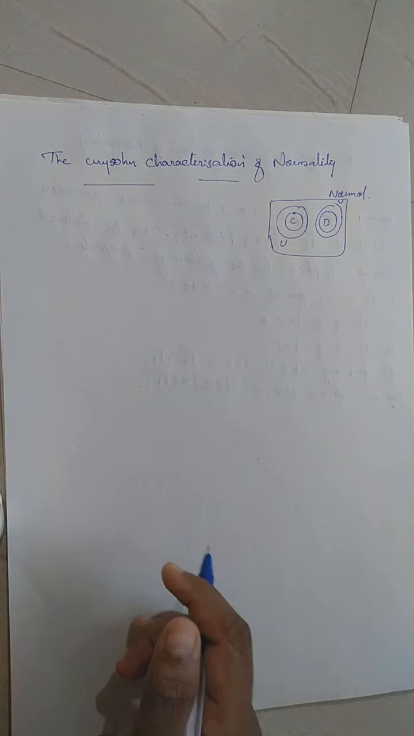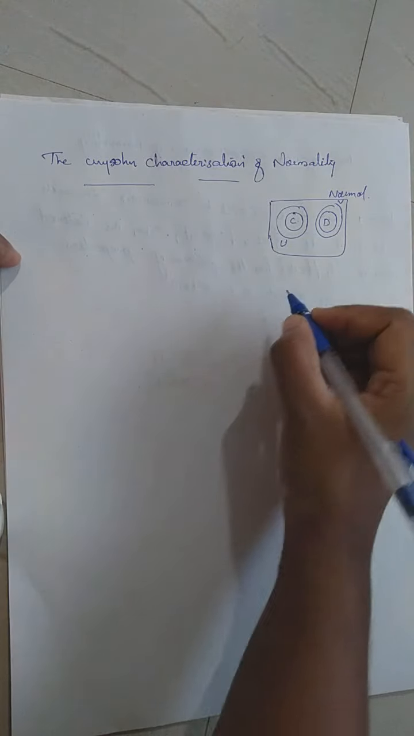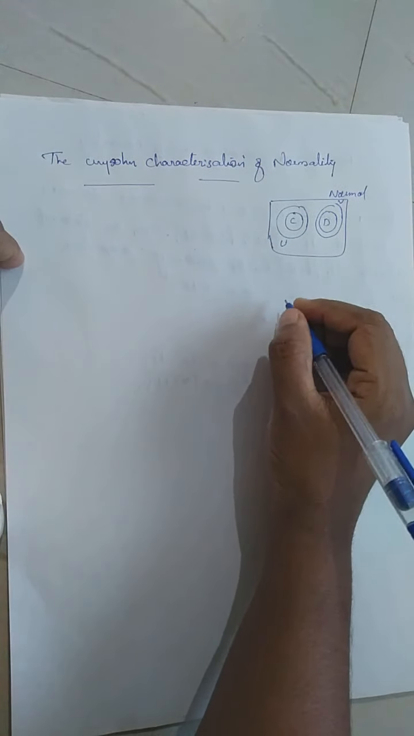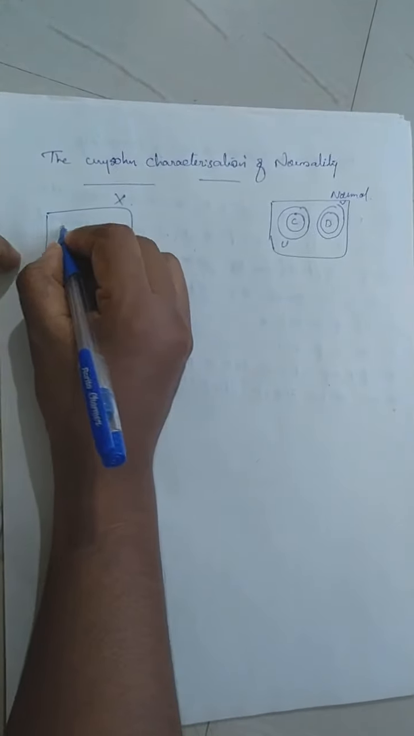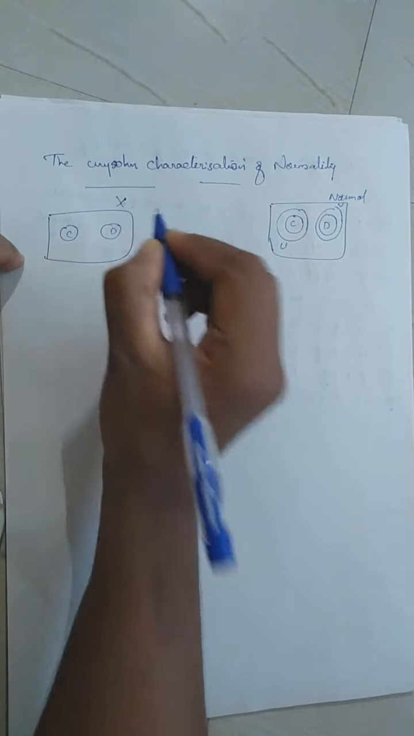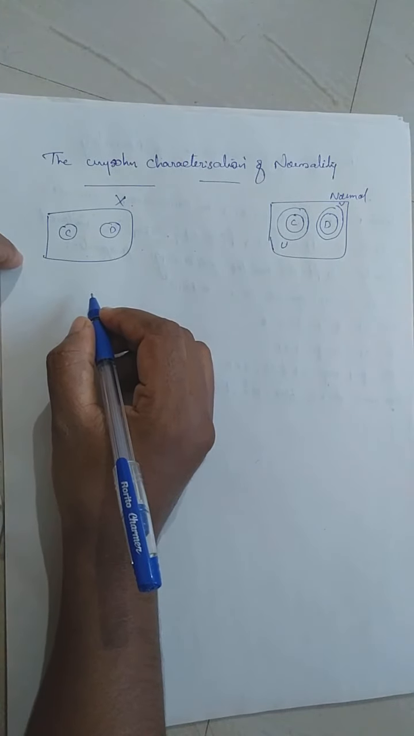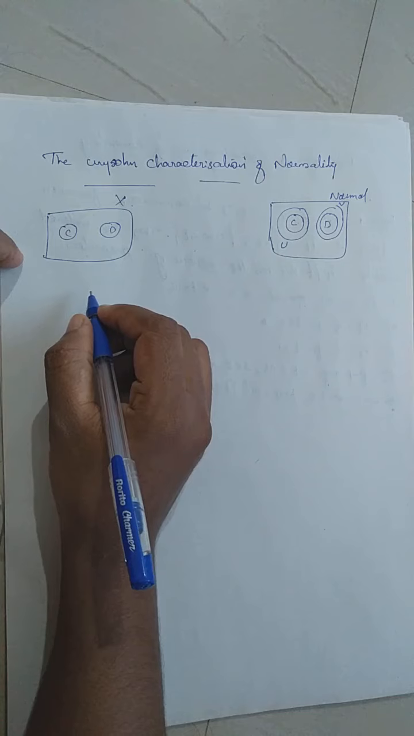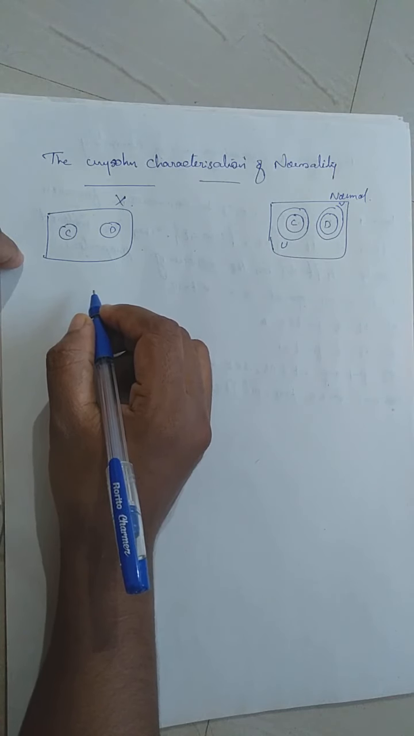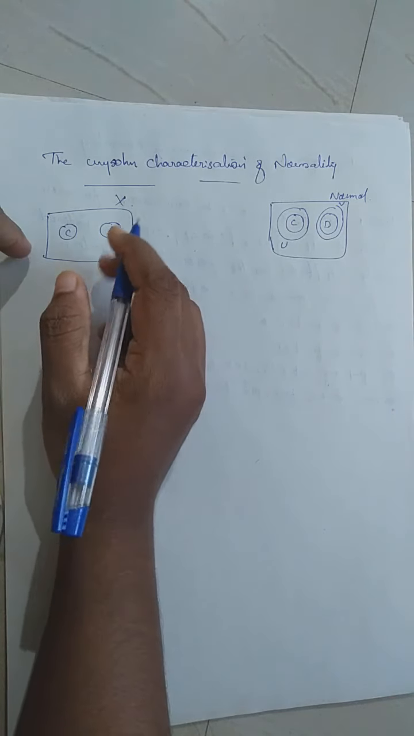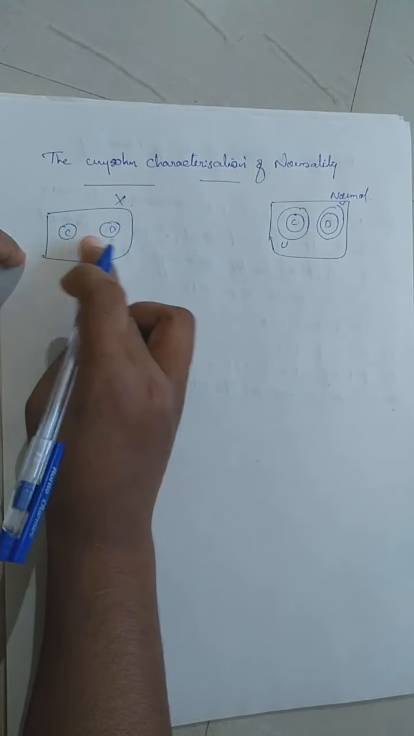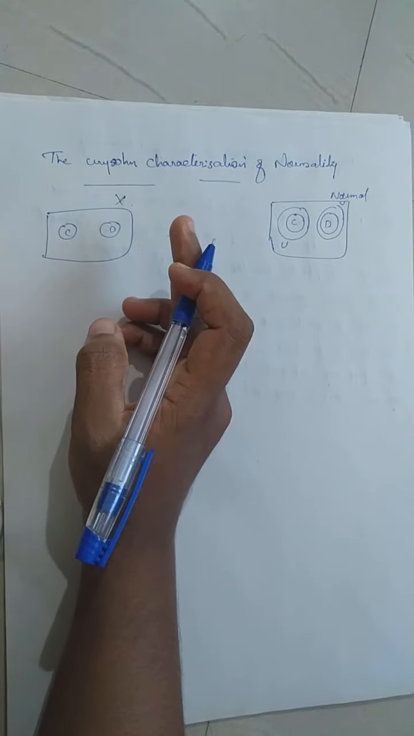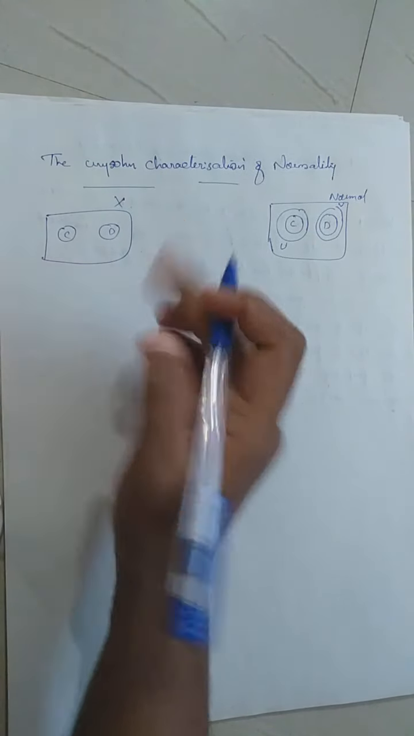Actually, in this section we are going to prove that when a space X is normal and you consider any two disjoint closed sets C and D, there will exist a function f which is continuous and real valued, and using that continuous function we can separate these two closed sets C and D.